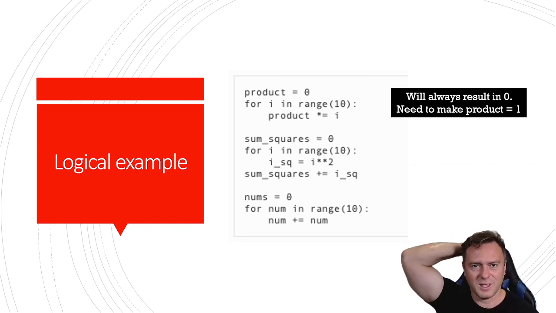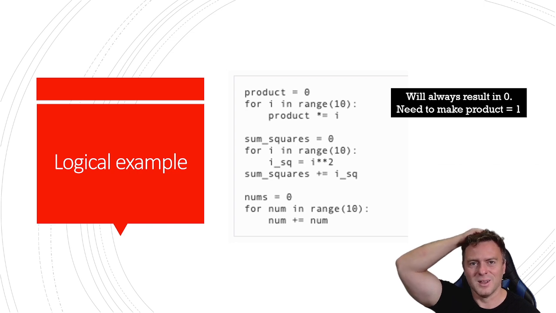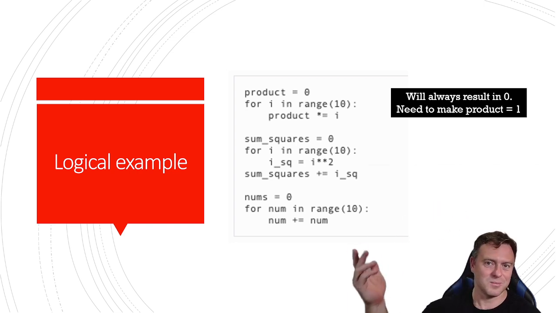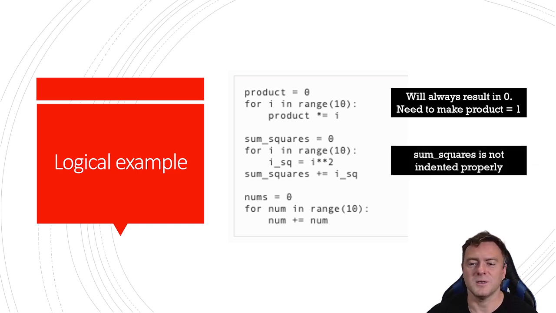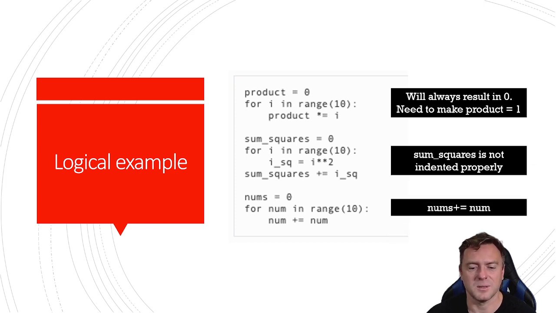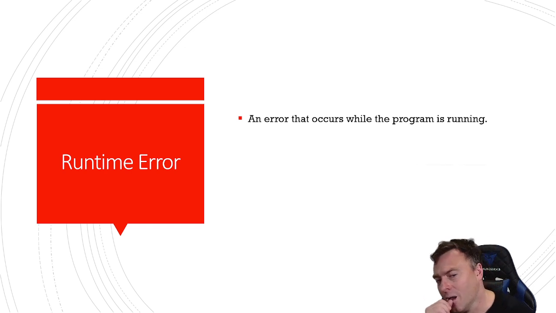So this will always result in 0, the first one. If you look at that really carefully, product is equal to 0, for i in range 10, 0 times equals i, you're always just going to have 0 times 0. So you might as well not even have those two lines of code. We need to make product equal to 1. The next one, sum squares is not indented properly, so it's not going to work when we try to add on the i square because it's not inside the for loop. So that's a logical error. And then nums plus equals num, that should be plus 1 probably.